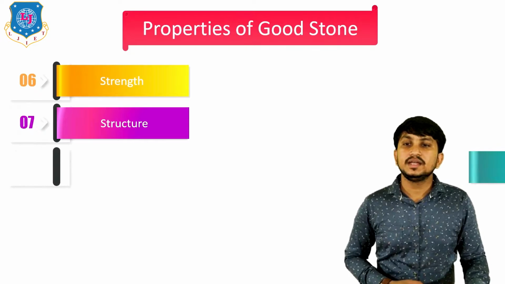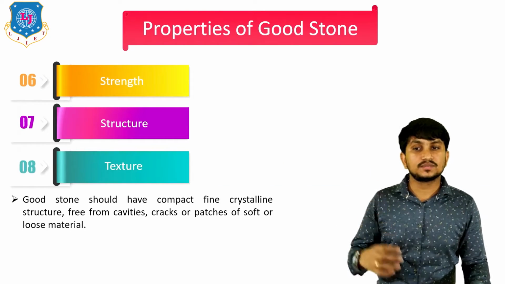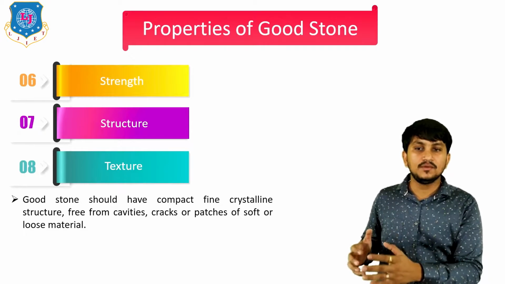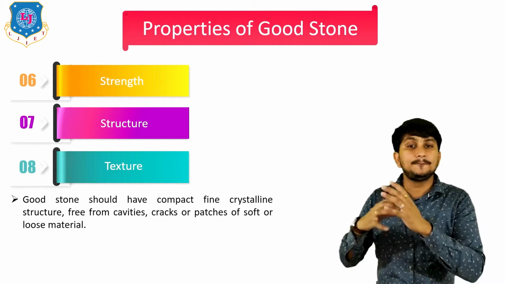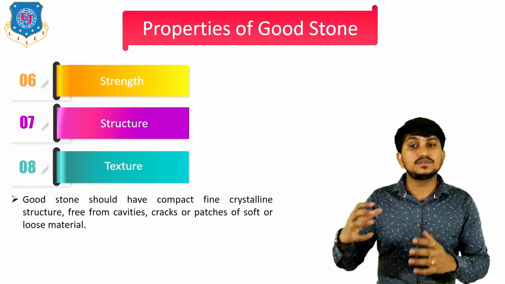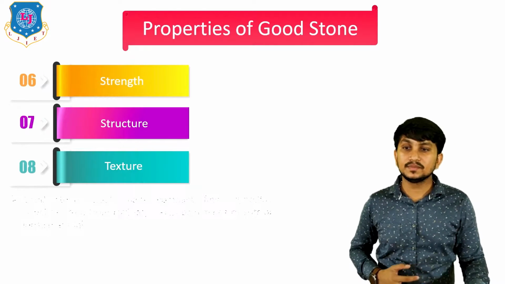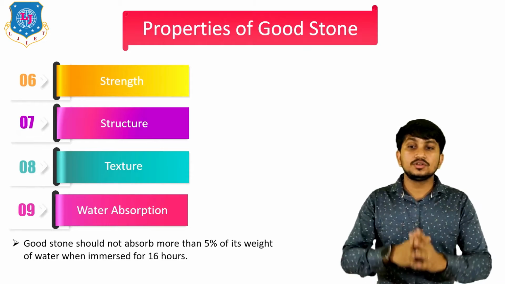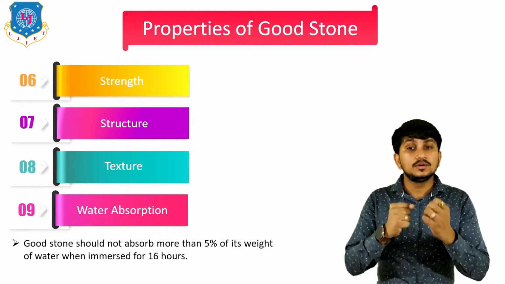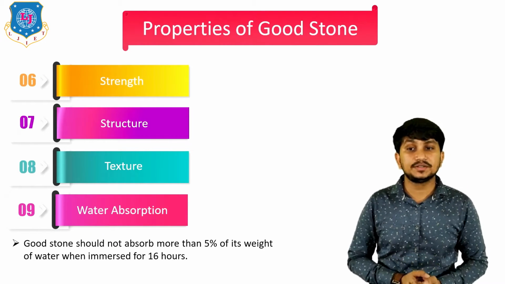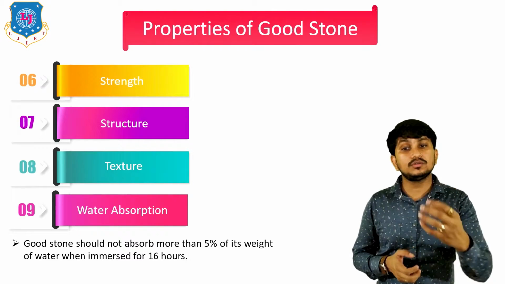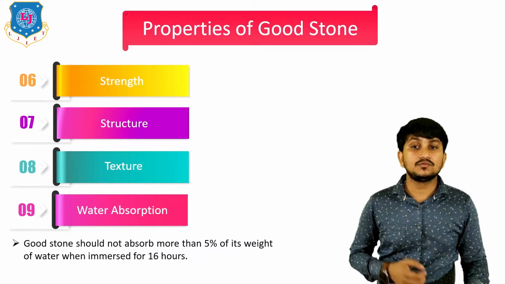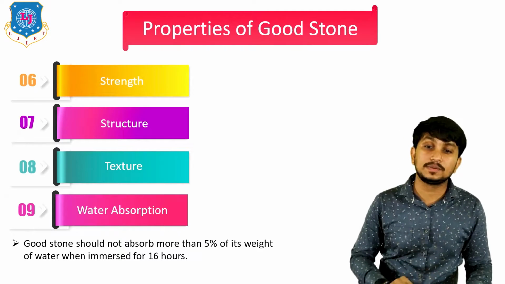Eighth is texture. Good stone has a compact, fine crystalline structure, free from cavities, cracks, patches of soft or loose material. Ninth is water absorption. Good stone should not absorb more than 5% of its weight of water when the stone is immersed for 16 hours. So water absorption should not be more than 5%.